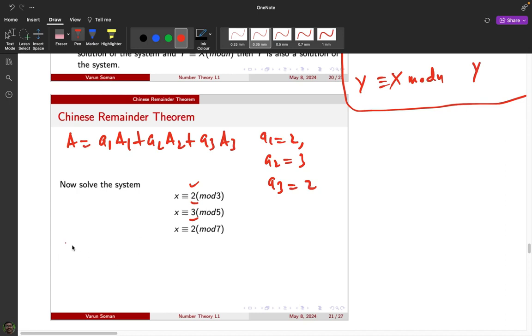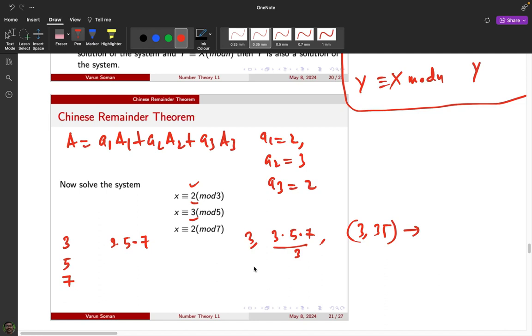So capital A1 is, first you consider the first number. So here my n1 is 3, n2 is 5, n3 is 7. Okay, so my capital N would be 3 into 5 into 7. In the first case I am going for 3, and that is n1, and capital N by n1 is 3 into 5 into 7 by 3. So I will look for 3 and 35. These are relatively prime, so you can find an equation.